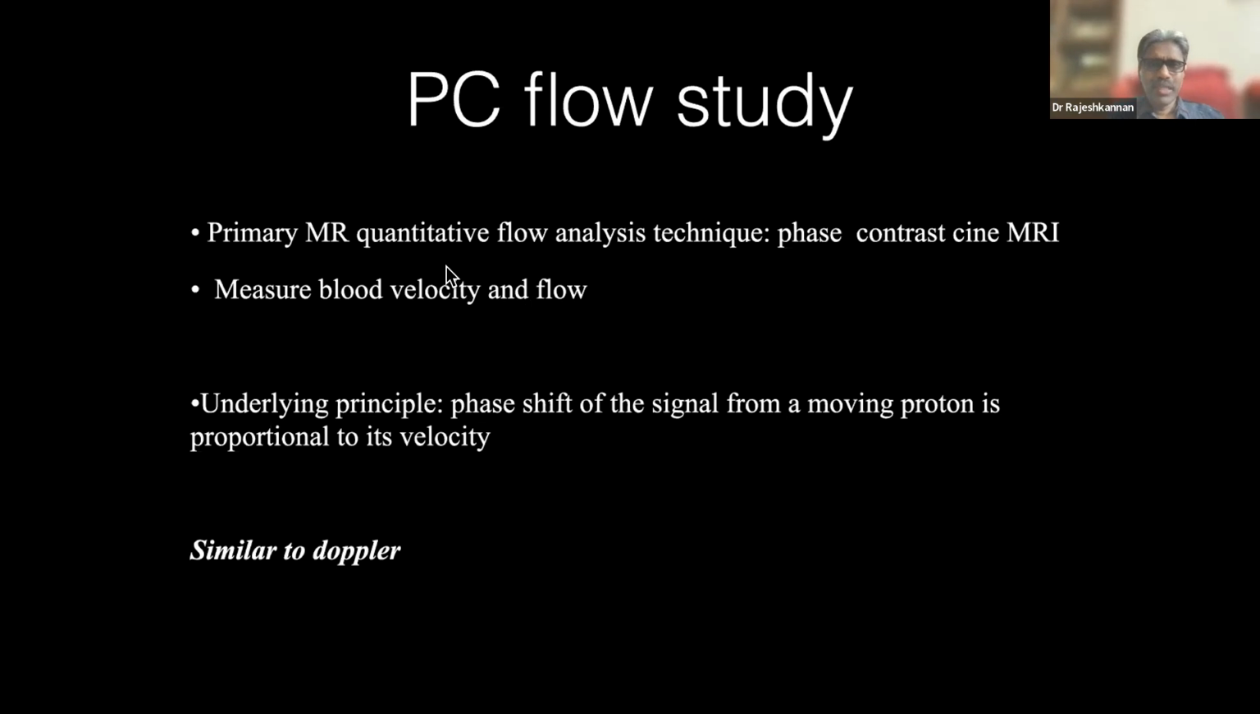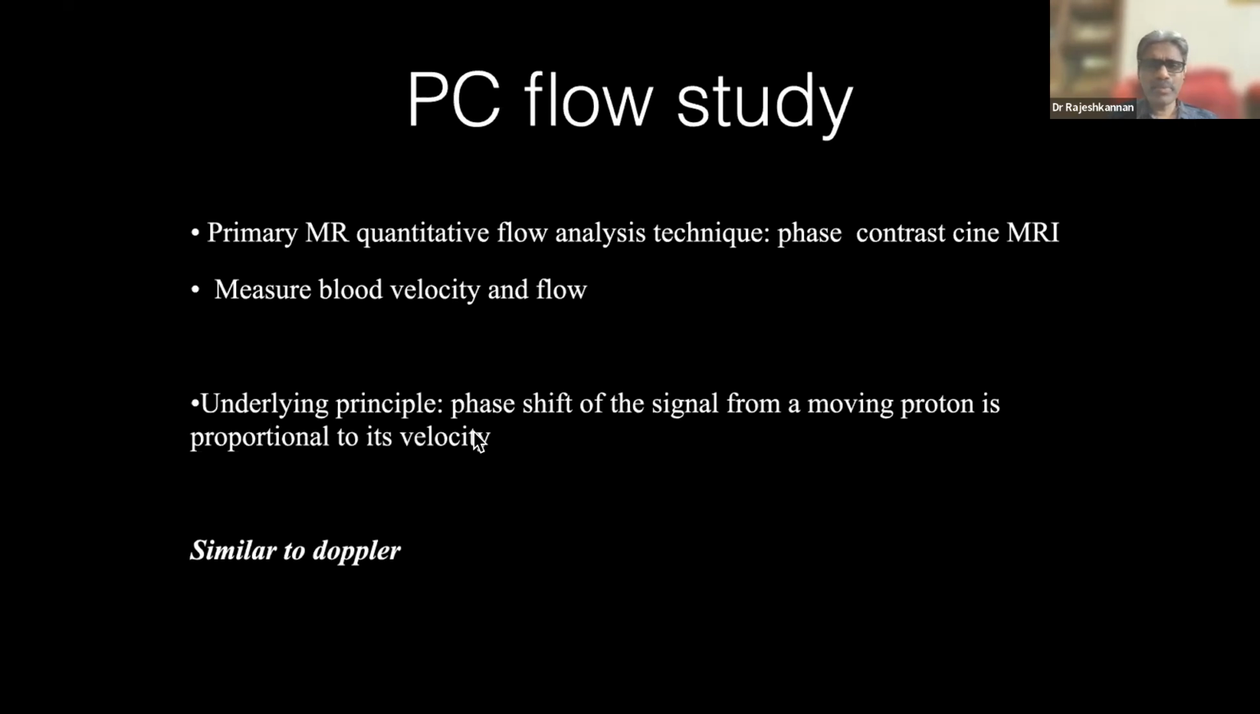Whereas when we are talking about the phase contrast flow study, it is the main MR technique which is used for flow analysis. It is also known as phase contrast cine MRI or velocity encoded MRI sequences, and it is the main sequence used to assess the blood velocity and the blood flow.